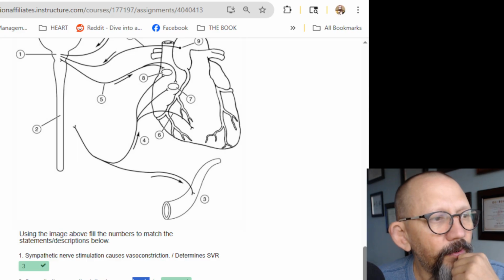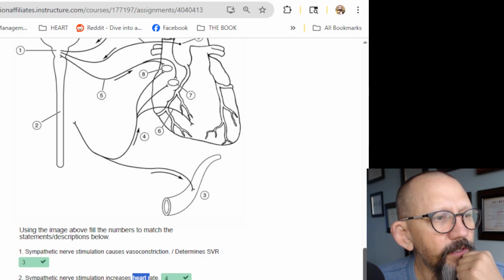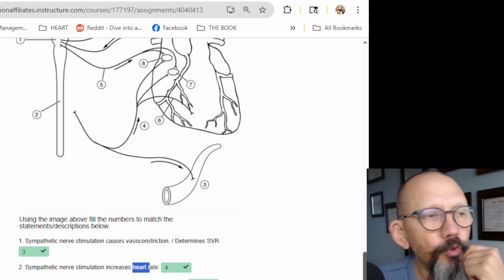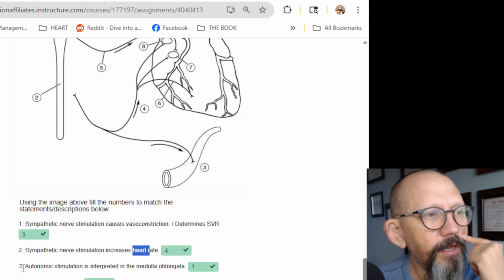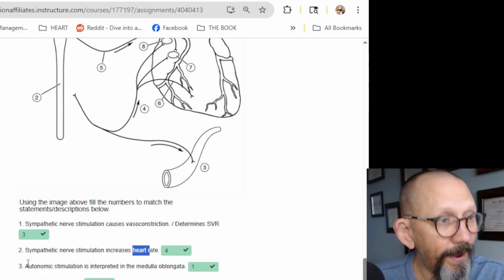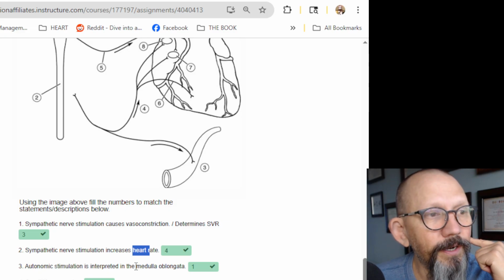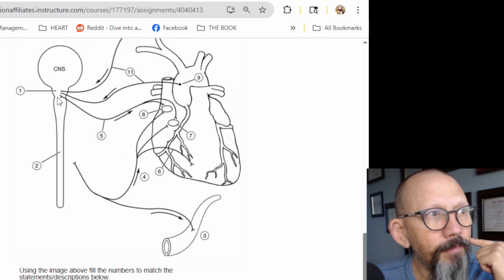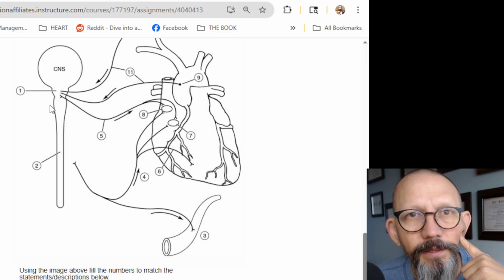Okay. Number 3, it says autonomic stimulation is interpreted by the medulla oblongata. Okay, so that's right. Autonomic is automatic, right? Stimulation is interpreted by the medulla oblongata. It's telling you where it is. Medulla oblongata. Let's go up here. There's the medulla oblongata right in the brainstem.